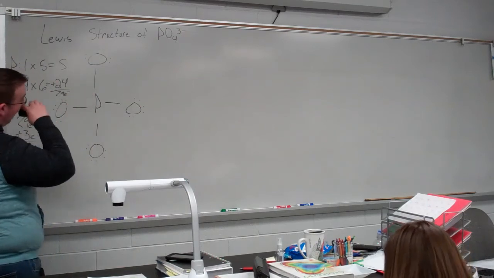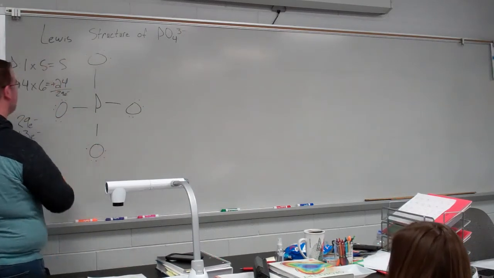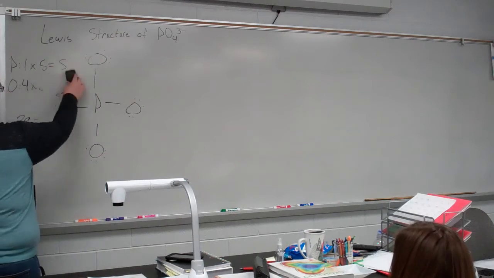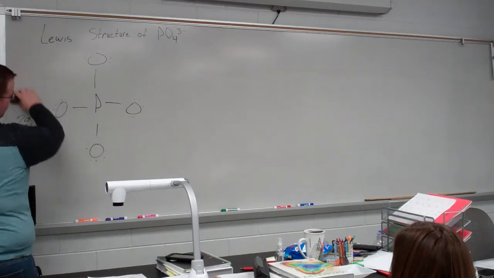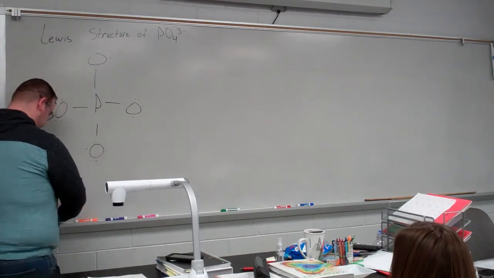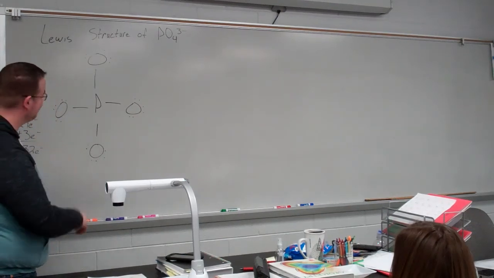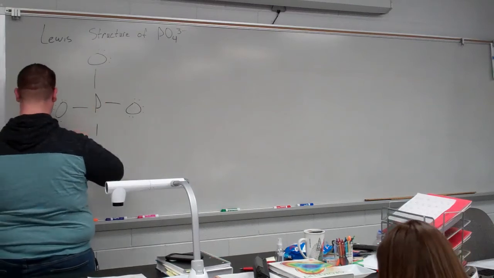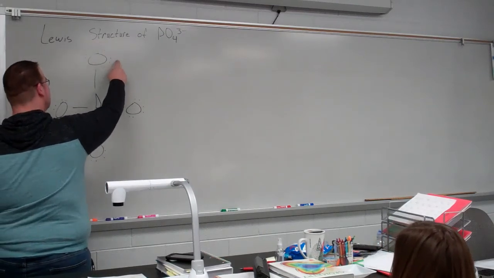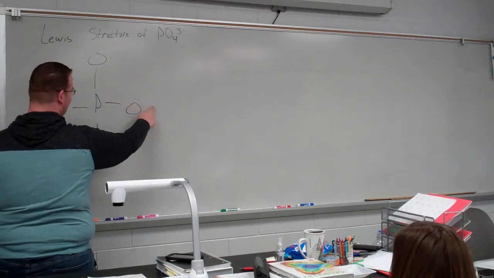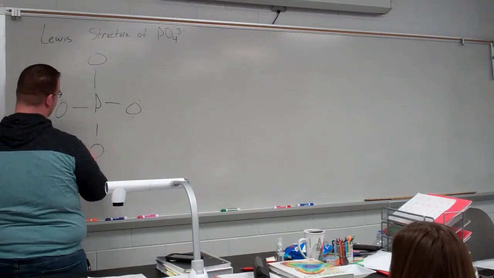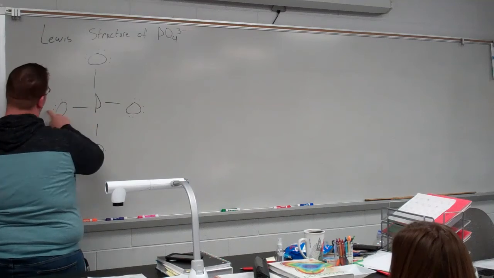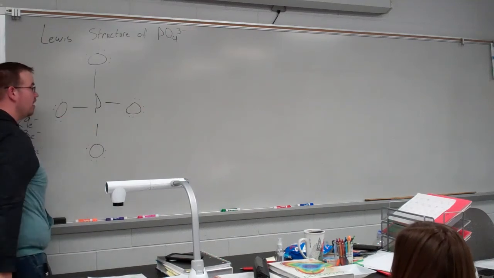Okay, so on this, you should find out you've got to have 32 electrons. Here should be your base structure for it. So let's count up. 1, 2, 3, 4, 5, 6, 7, 8, 9, 10, 11, 12, 13, 14, 15, 16, 17, 18, 19, 20, 21, 22, 23, 24, 25, 26, 27, 28, 29, 30, 31, 32.